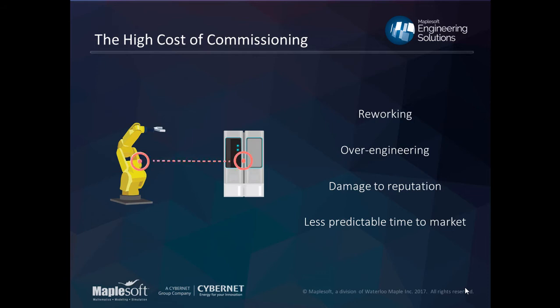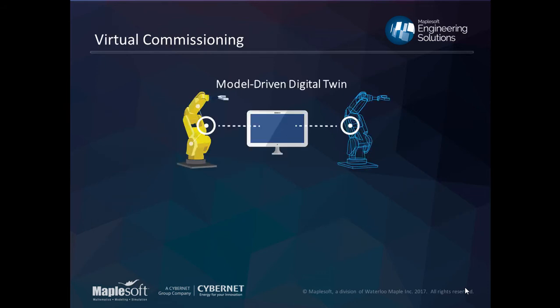Or trying to go on the other side of that and the costs of over-engineering parts because you're trying to minimize the risks of reworking. If things fail, there's a damage to reputation there as a company who doesn't have a very reliable product that they're delivering. And at the end of the day, it's going to make the time to market a lot less predictable. So these are some of the costs of commissioning.